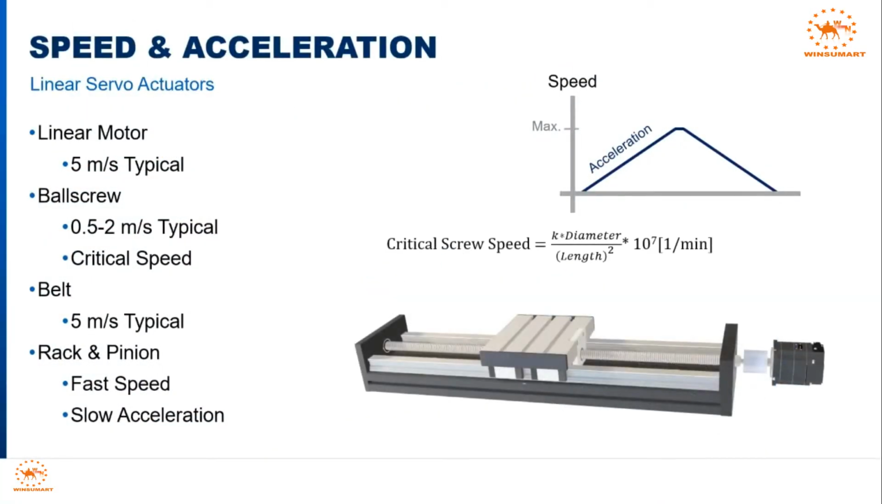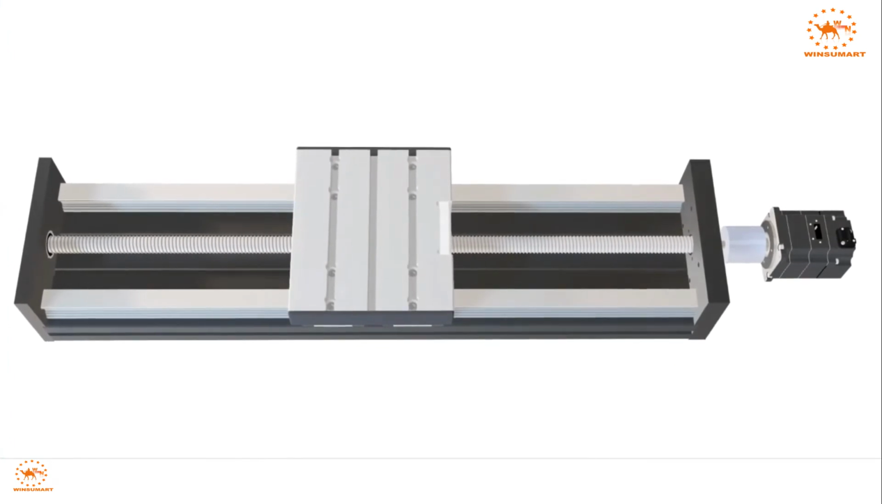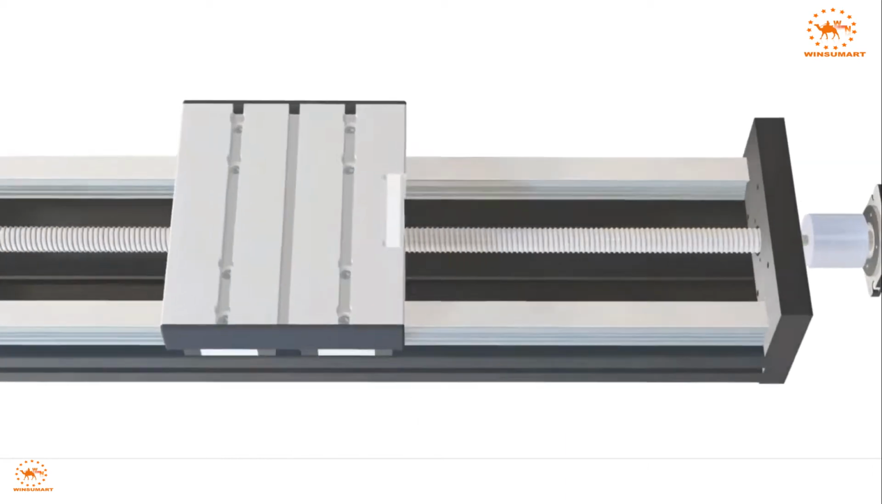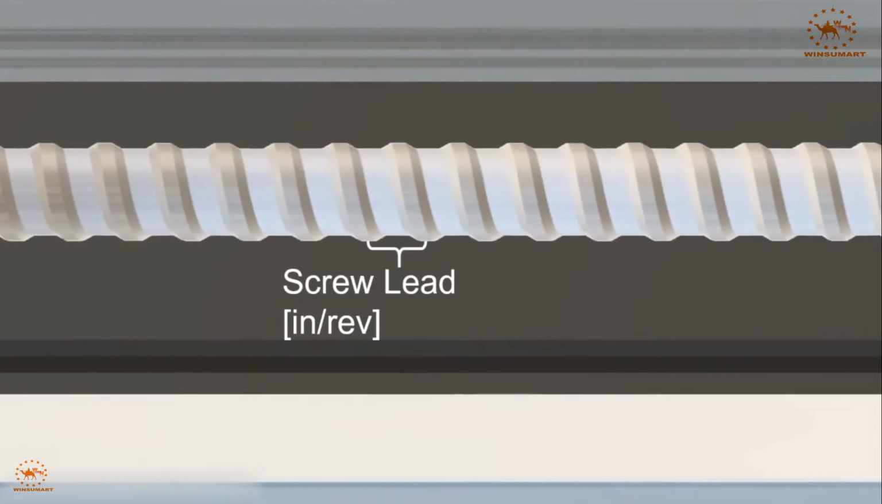Screw-driven actuators can have strong acceleration, but above the critical speed, a screw will oscillate. This critical RPM design limitation is dependent on the diameter and length of the screw. The screw lead can be designed to move further for every turn.